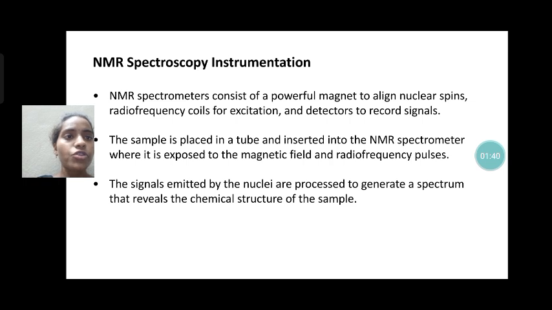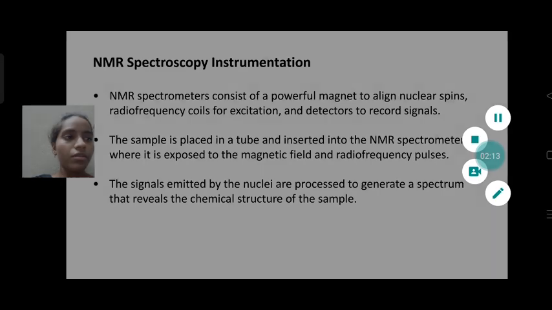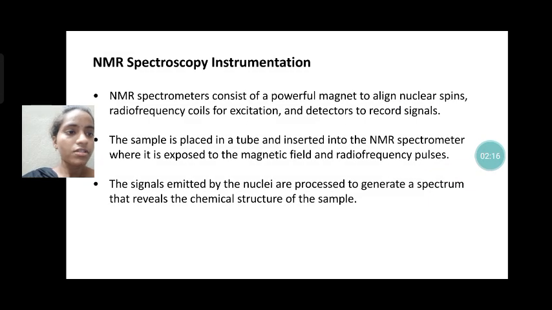NMR spectroscopy instrumentation. An NMR spectrometer consists of a powerful magnet to align nuclear spins, radio frequency coils for excitation, and detectors to record signals. The sample is placed in a tube and inserted into the NMR spectrometer, where it is exposed to the magnetic field and radio frequency pulses. The signals emitted by the nuclei are processed to generate a spectrum that reveals the chemical structure of the sample.